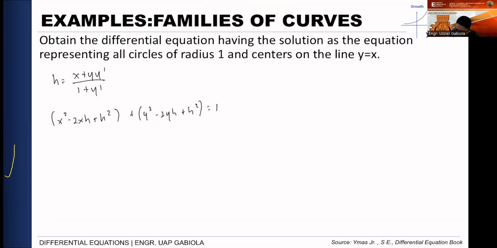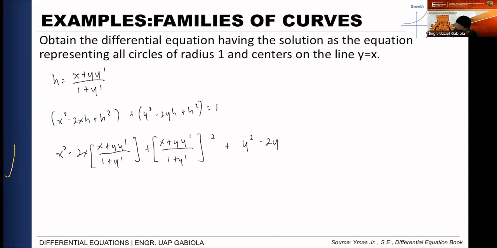So, that will be x squared minus 2x times x plus y prime all over 1 plus y prime, plus x plus y prime all over 1 plus y prime, plus y squared minus 2y, then x plus y prime all over 1 plus y prime, plus x plus y prime all over 1 plus y prime squared. Okay? Is equals to 0.